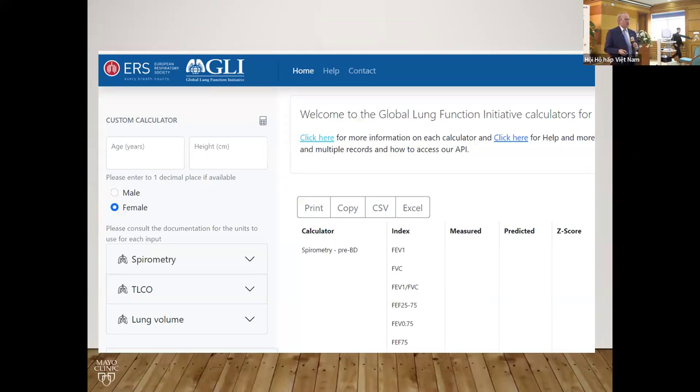The very first thing I want to point out is that if you do not have GLI in your equipment, you can Google or use any internet search engine and just search on GLI calculator and it will bring you to this website. You can then input any information that you want, and it will calculate your GLI predicteds. So if you don't have it in your instrument and you'd like to have GLI predicteds, just Google GLI calculator, and then you can have your operator input the data, and it'll print out, and then you can see what the predicted values would be. And in the GLI website, you can put in ethnicity and all kinds of things.